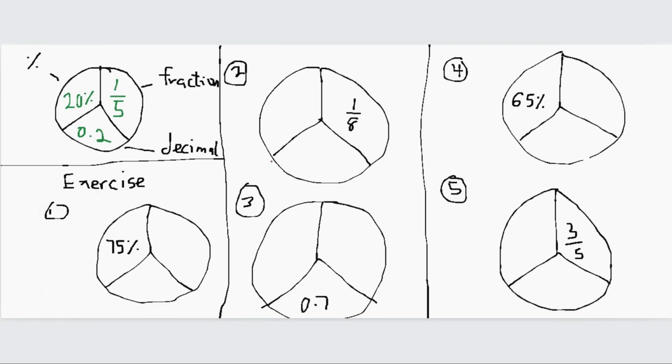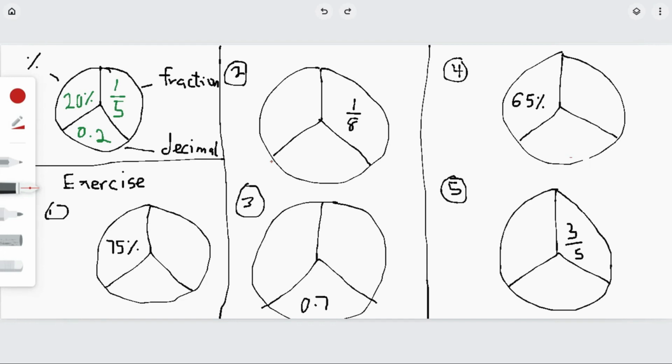Now if you did it correctly, welcome back. For the first one, which is 75%, if you change it to a fraction, that will be 3/4. You understand? So that will be 3/4. And if you change 3/4 or 75% to a decimal, that will be 0.75. So that's the decimal of 75%.